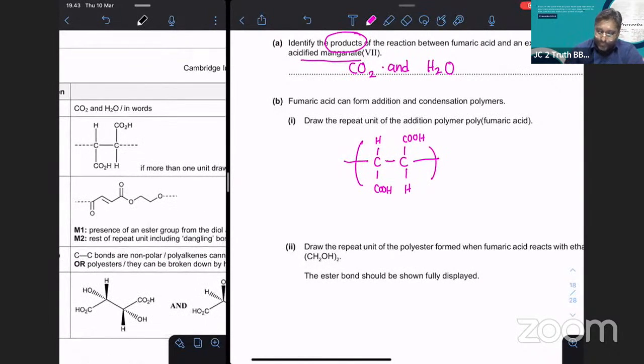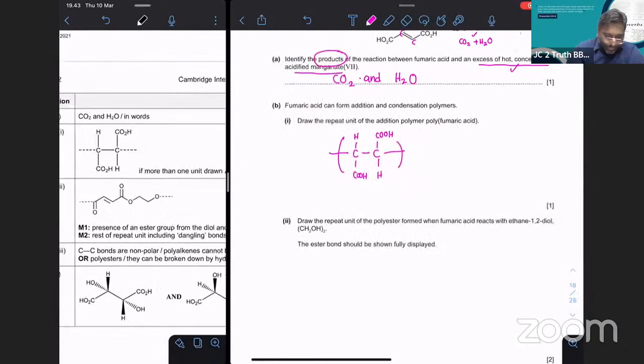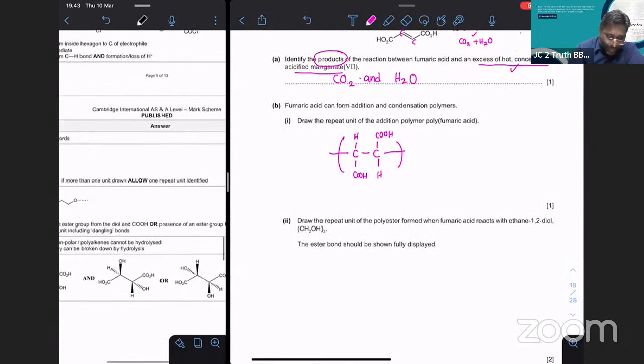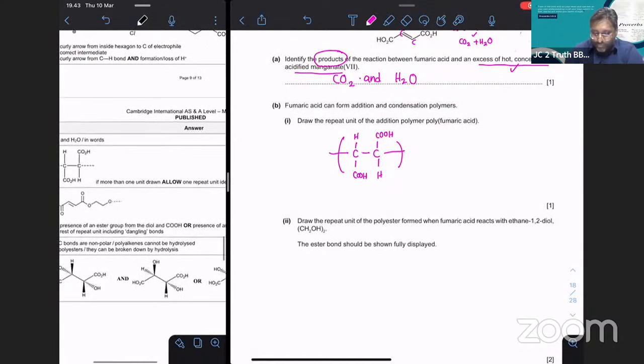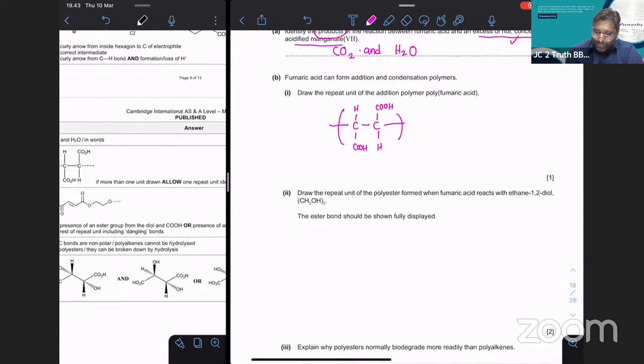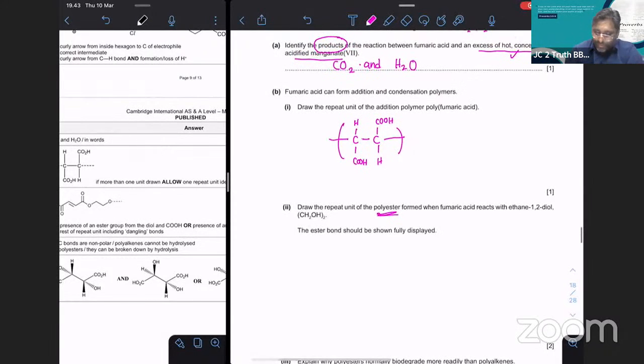Now, if more than one unit is drawn, allow one unit identified. So don't draw more than one unit. Now draw the repeat unit of the polyester formed. They already say it's polyester.